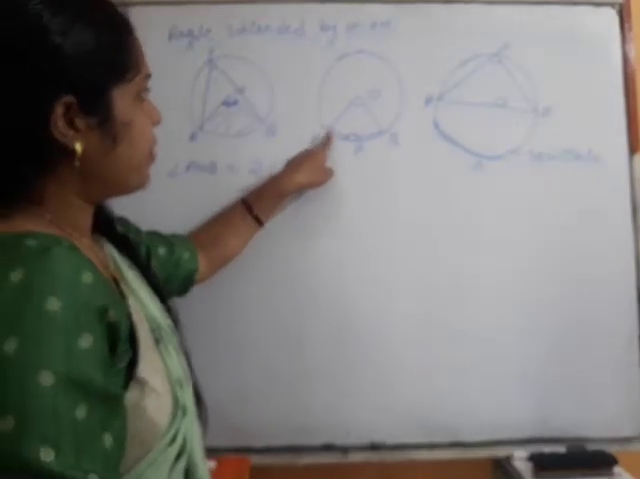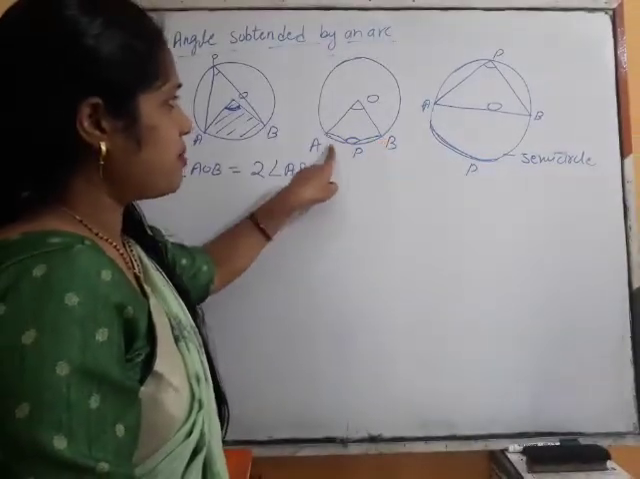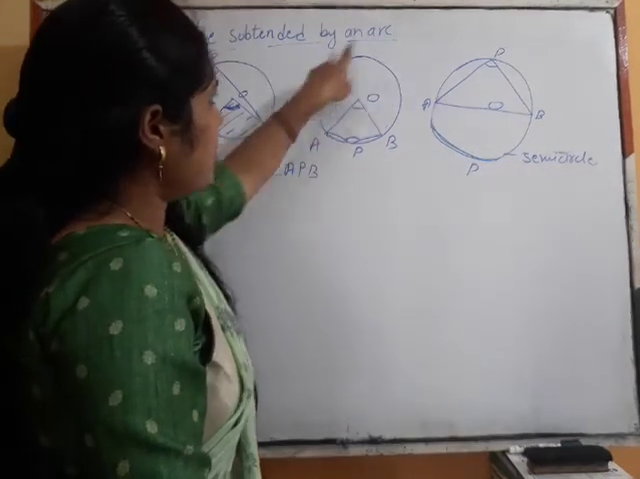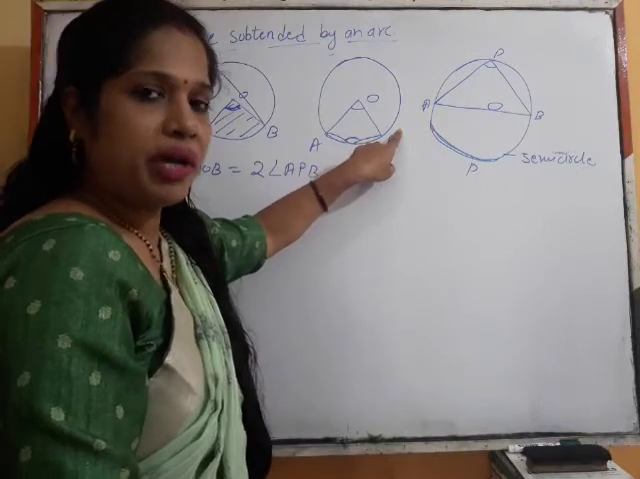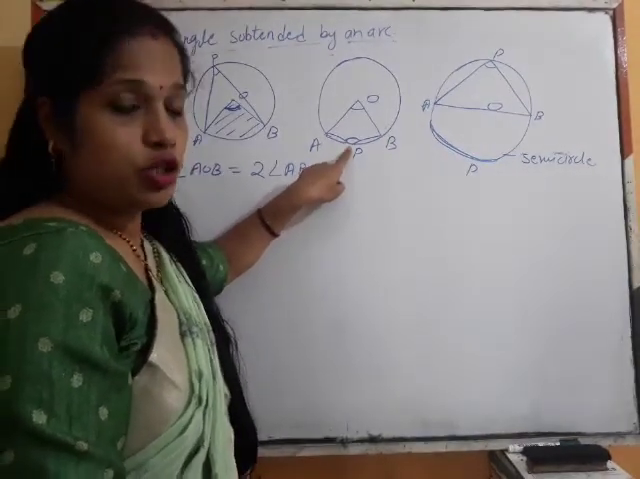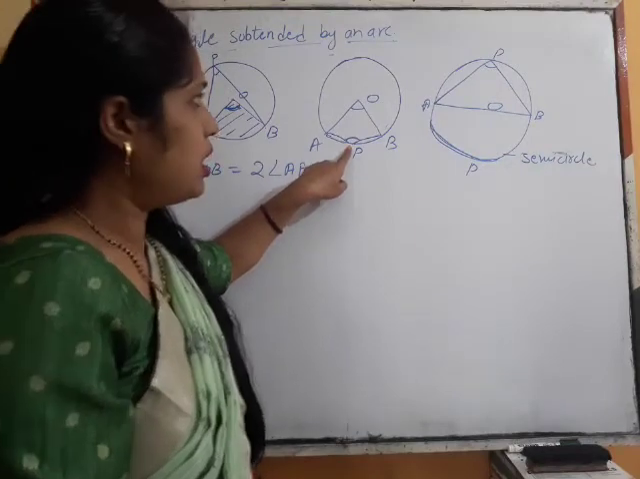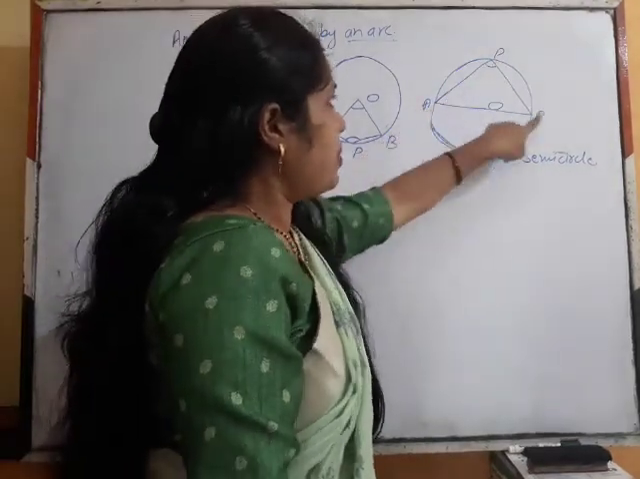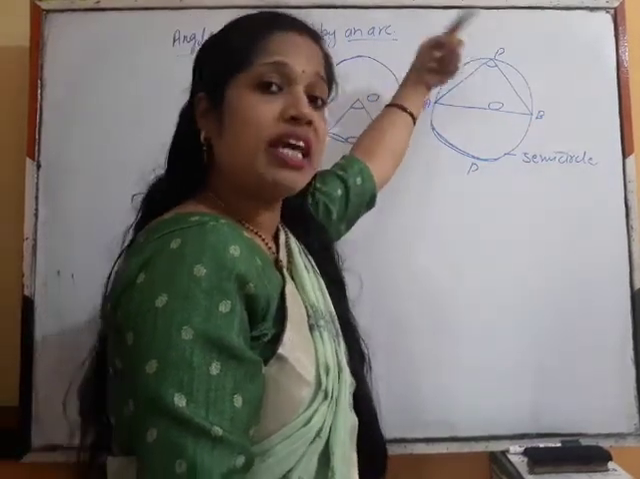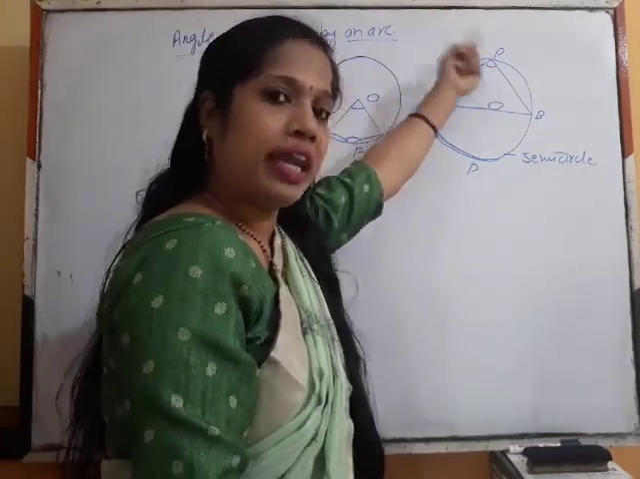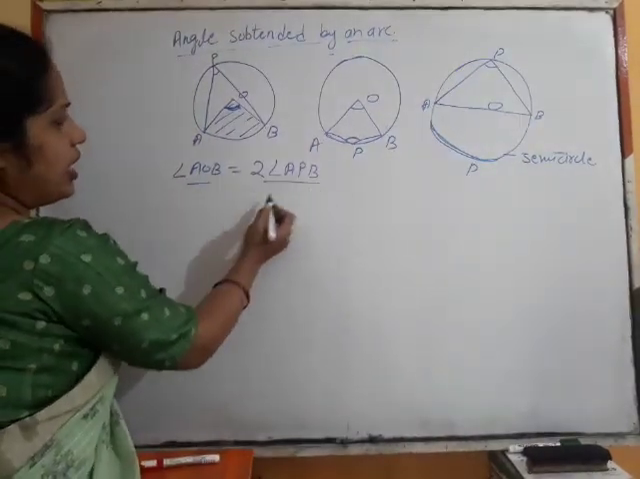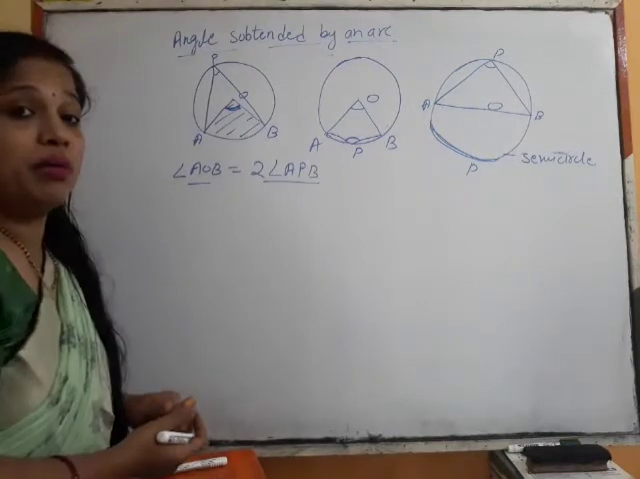Since A and B are making an arc, suppose this AB is the major arc we are considering. So the remaining part of the circle is now here. P is the point on the remaining part of the circle. Here AB is on this part of the semicircle, so P is a point on the next semicircle. So in all the cases this AOB is twice APB.